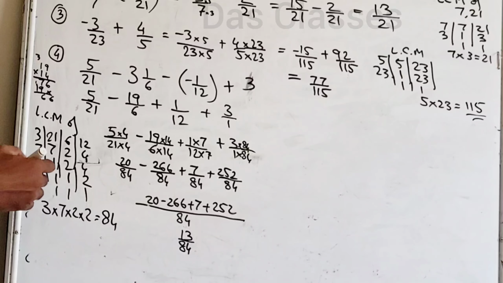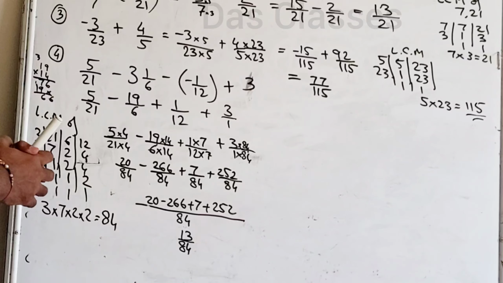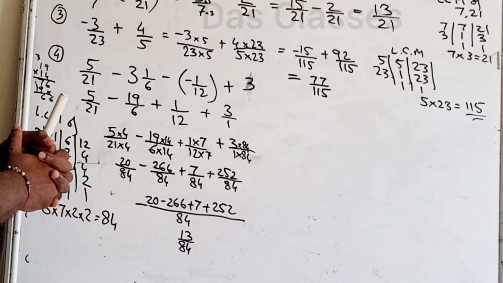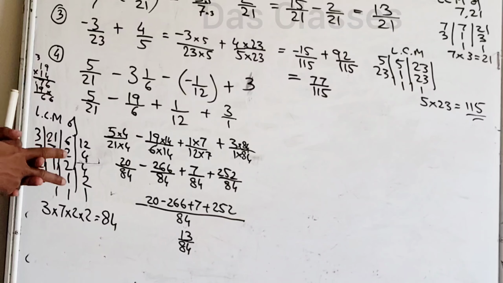I solved it orally. You don't need to. You can calculate it besides in the rough and find out the answer. So the answer is going to be 13 upon 84. That's going to be the final answer.